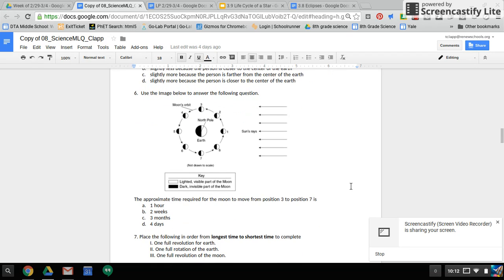6. Use the image below to answer the following question. The approximate time required for the moon to move from position 3 to position 7 is A. 1 hour, B. 2 weeks, C. 3 months, D. 4 days.